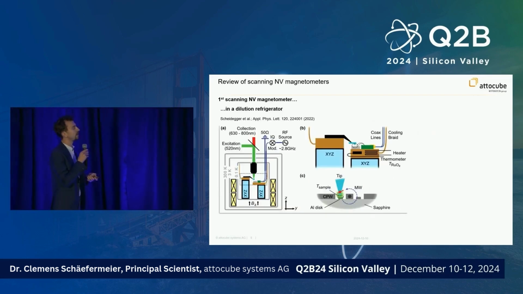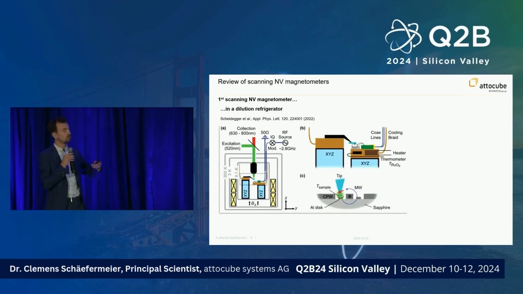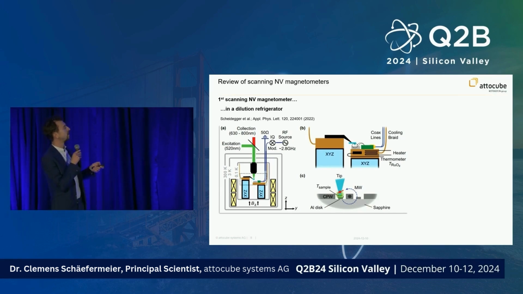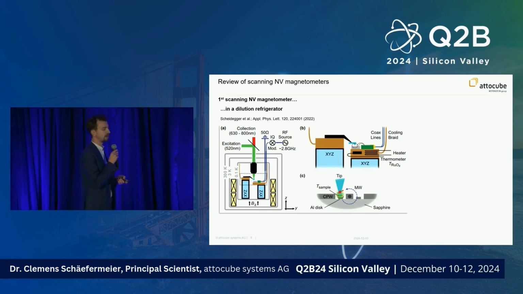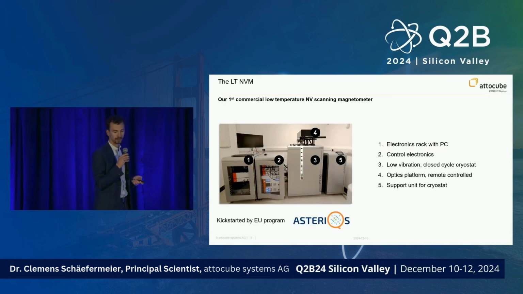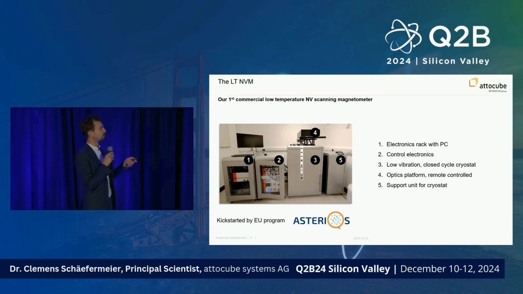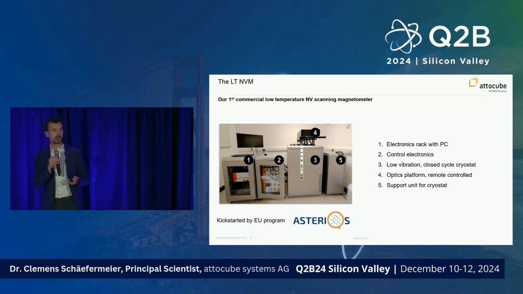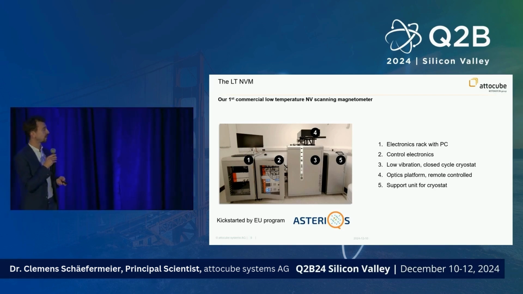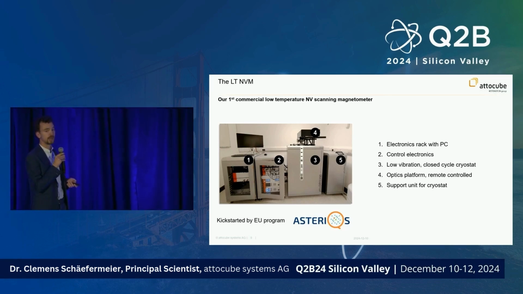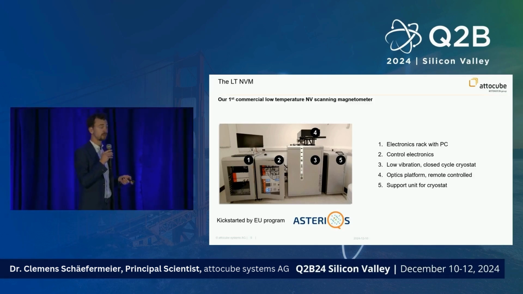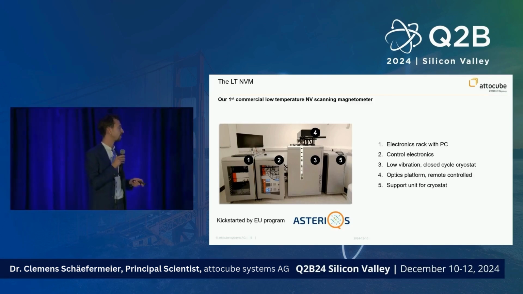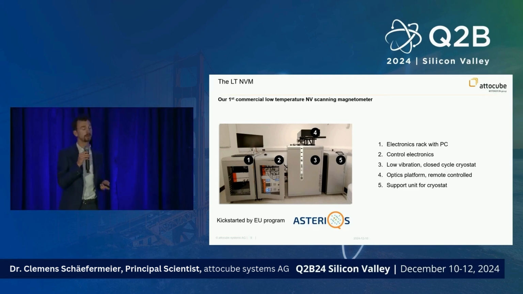And finally, to delineate how cold you can get with such a sensor, 2022, this was proven in a millikelvin in a dilution refrigerator. So this is what we made out of it. This is our demonstrator. This is sold, installed, and operational since March this year. We kickstarted the development by funding that we received from Asterix, which is an EU quantum flagship.